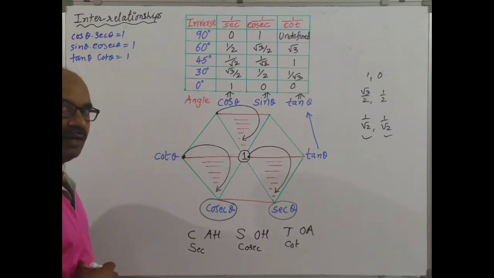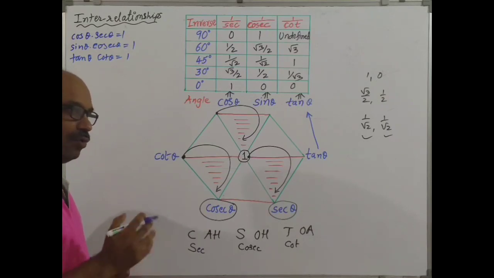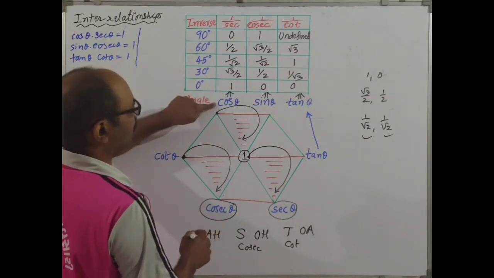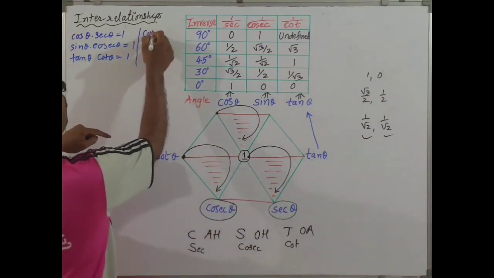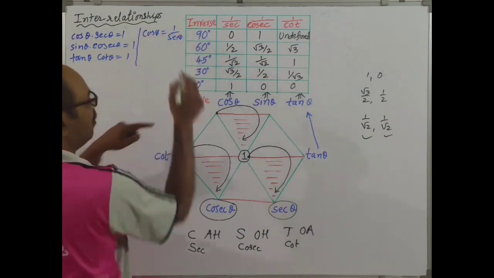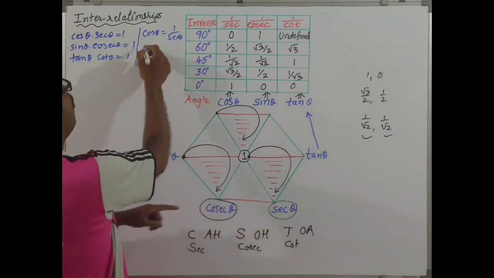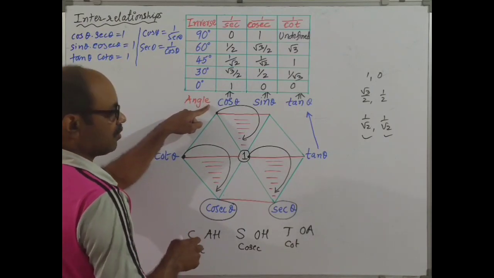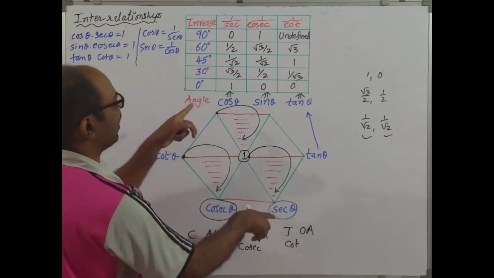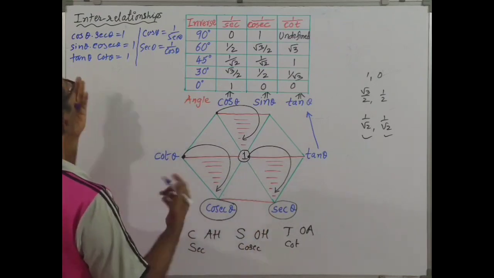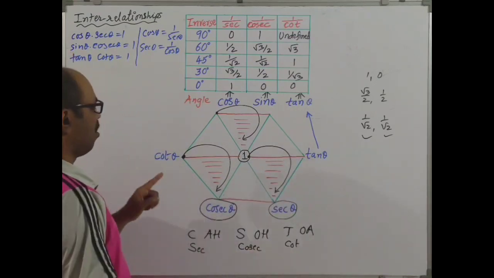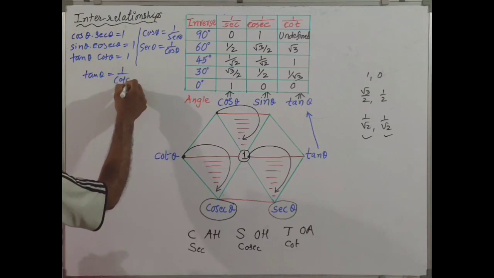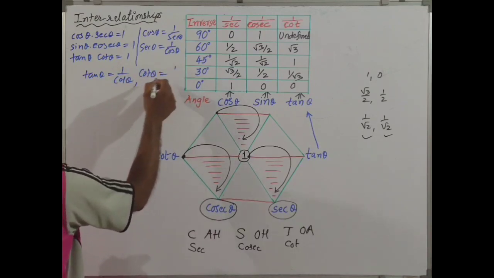Understood? Now I am using the same form. What is cos theta? 1 upon sec. And what is sec theta? 1 upon cos. That's how you get it: cos is its reciprocal, so 1 upon sec, and sec's reciprocal is 1 upon cos. Like that you get all. Tan theta is 1 upon cot, and cot theta is 1 upon tan.